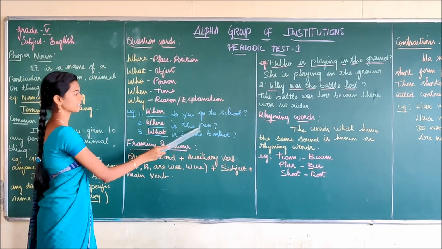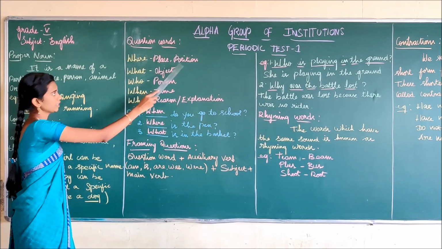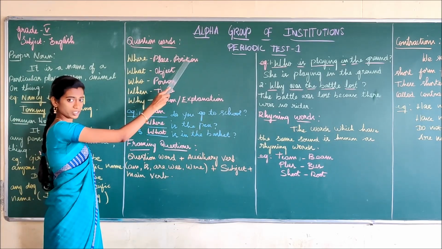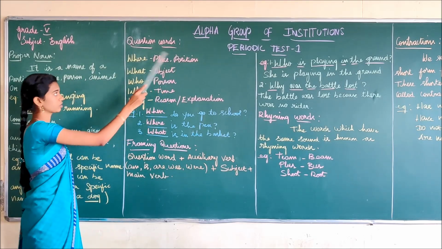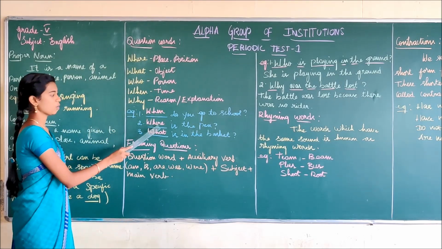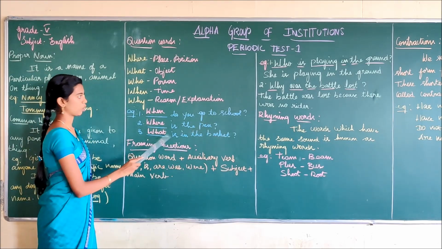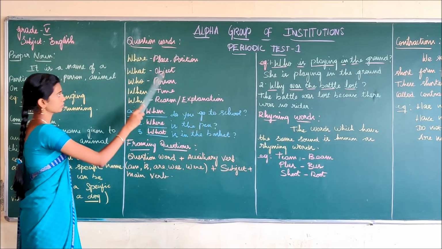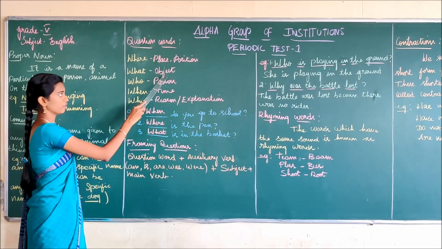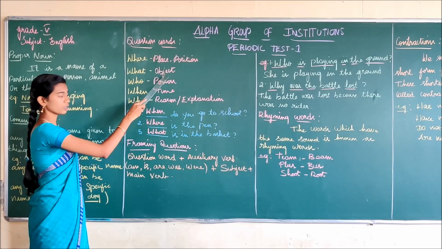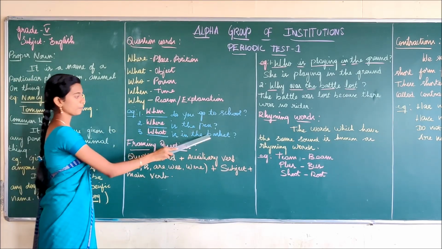Next one. Where is the pen? So it is the position. It refers to the position. When the question refers to the position, you have to use the question word as where. Where is the pen? What is in the basket? So basket is the object. When the question is about the object, you have to use the question word as what. What is in the basket?